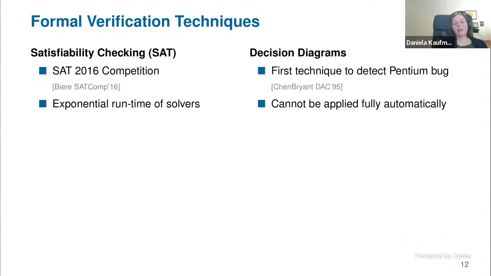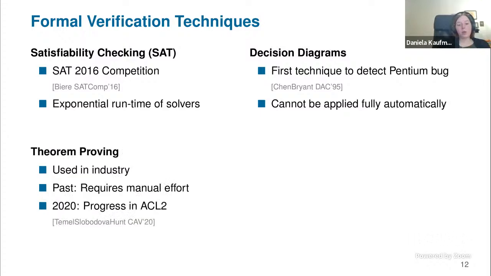Another technique is based on decision diagrams, more precisely on binary moment diagrams. And this was actually the first technique which was able to detect the Pentium bug. But here the problem is that it cannot be applied fully automatically, because you need to build the decision diagrams in a certain order to guarantee that the size of the decision diagrams does not explode. So you need to manually sort the way the decision diagram is built.